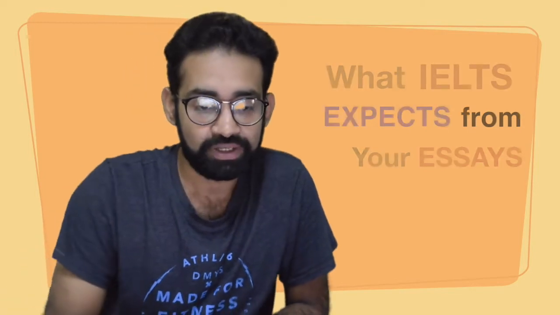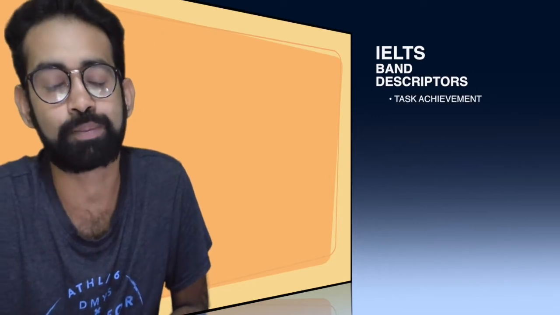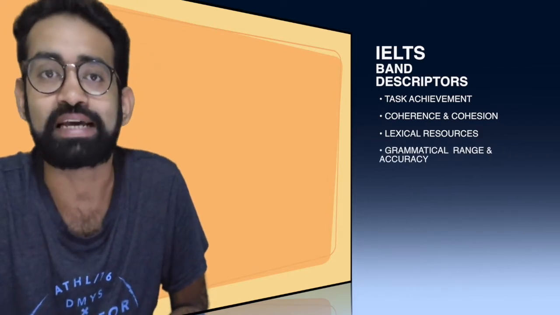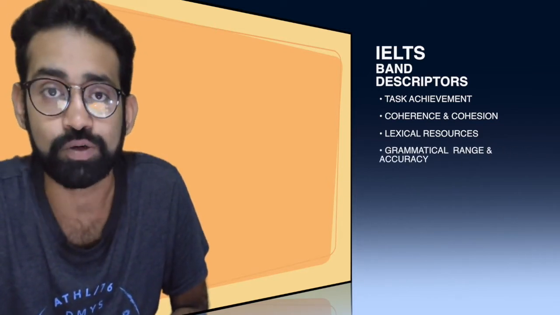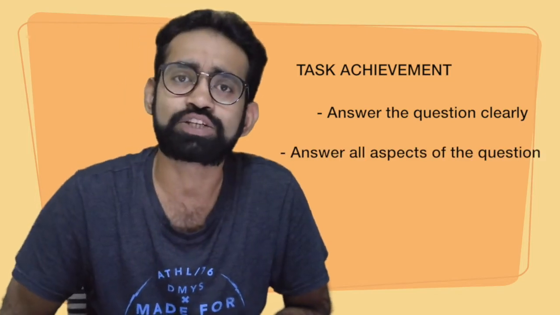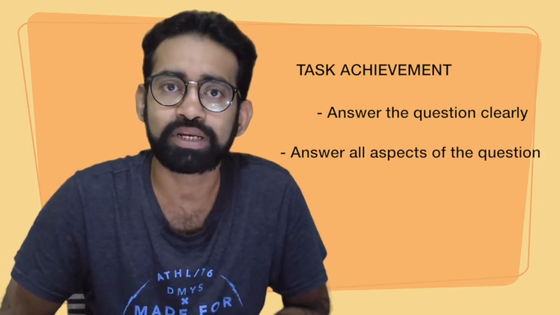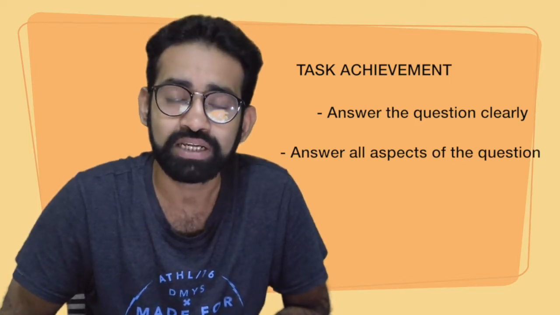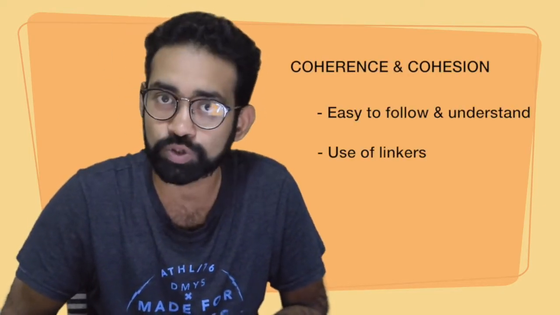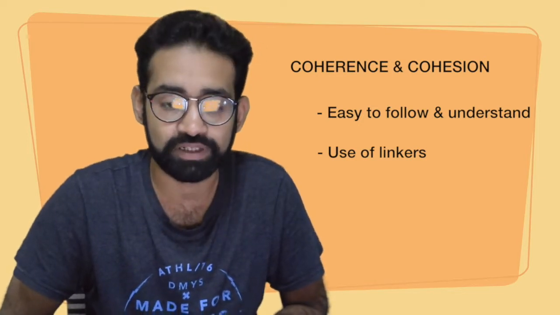So hang in there. Now, when we talk about band descriptors, IELTS has divided band descriptors into four particular sections. That is, task achievement, coherence and cohesion, lexical resources, grammatical range and accuracy. So these are the four. Task achievement, of course, is related to answering the question properly, or answering all the aspects of the question. We will come back to it and discuss that in much more detail. The second thing is coherence and cohesion. I'll again be explaining what those two words mean and taking the class further with that.